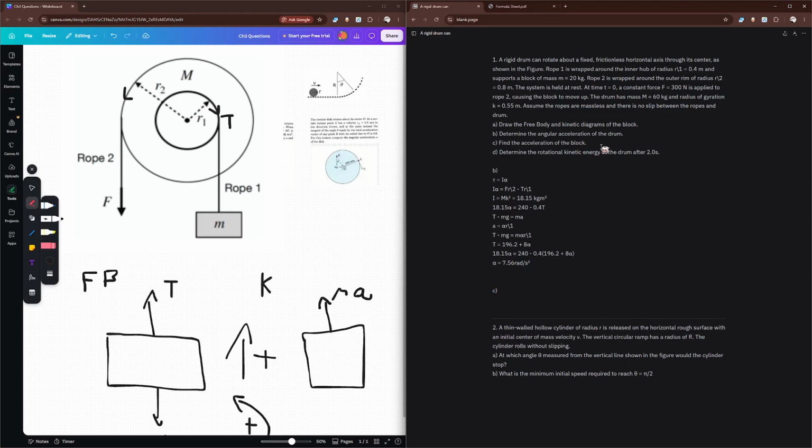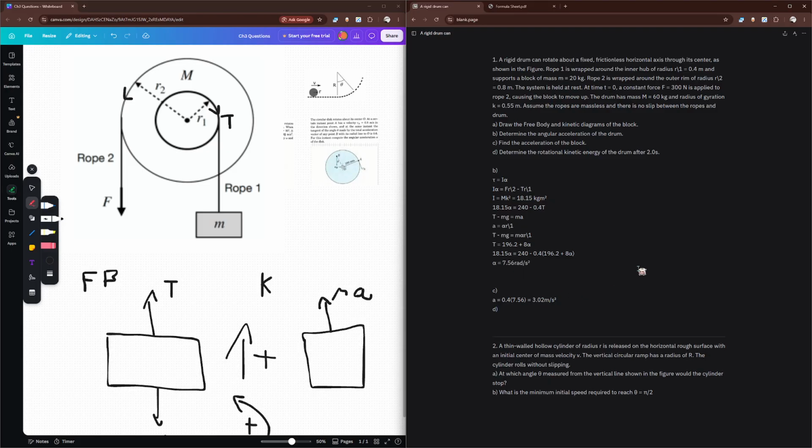Now C is find the acceleration of the block. Well, we already know that acceleration is equal to alpha R1. So we're going to take A is equal to 0.4, which is R1, times 7.56, right? And this is meters per radian, and this is radians per second squared, which gives you an answer of 3.02 meters per second squared. And that's your acceleration.